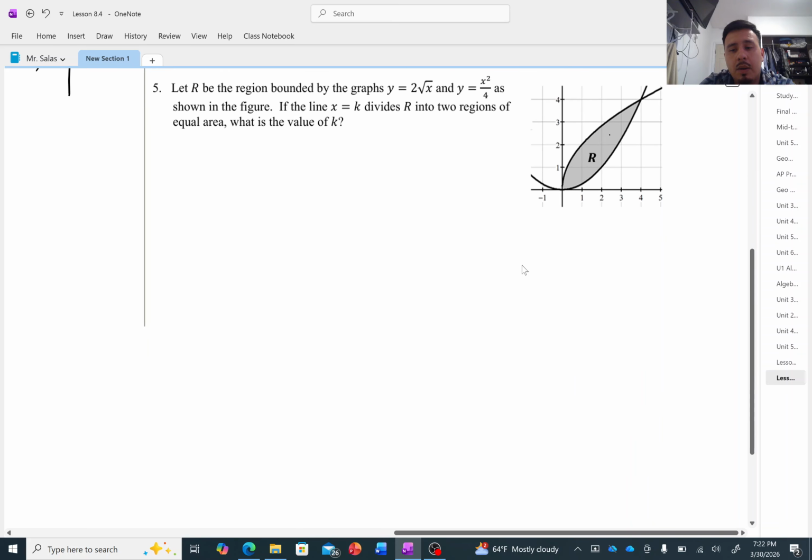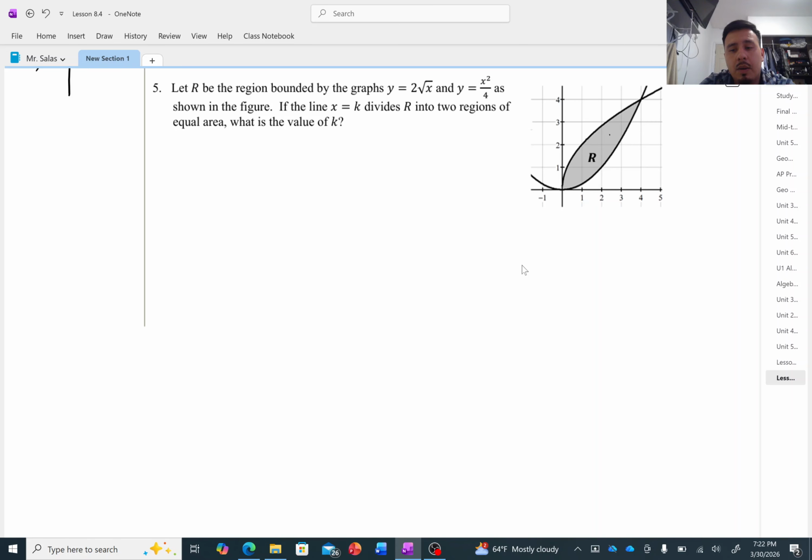Okay, number 5, it says let R be the region bounded by the graphs y equals 2 times square root of x and y equals x squared over 4 as shown in the figure. If the line x equals k divides R into 2 regions of equal area, what is the value of k?